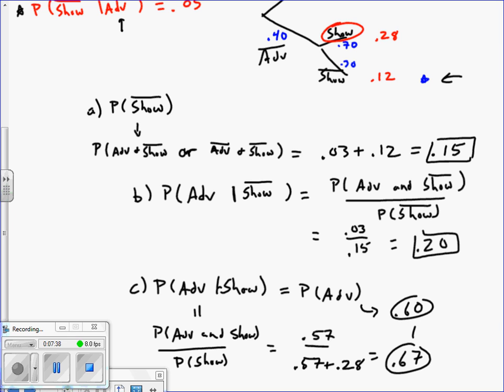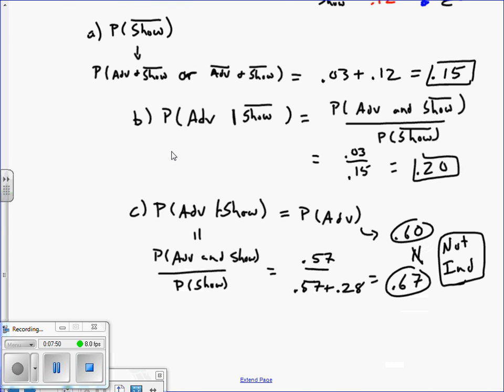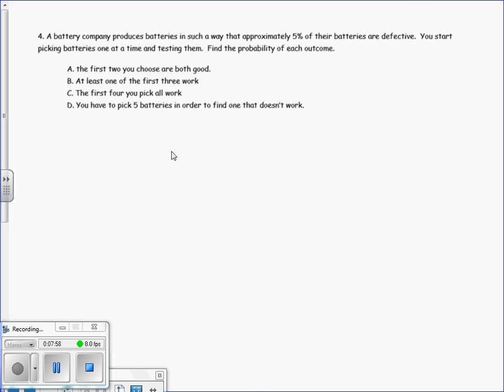These two things are not equal, which means they are not independent. And the previous part of that question, if you look back, it says explain. Well, by doing all this work, showing the conditional probability is not equal to just the probability of advanced, we've explained our work by working through that all the way. All right, so very quickly, number 4.